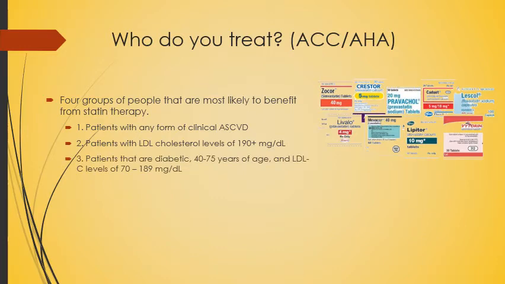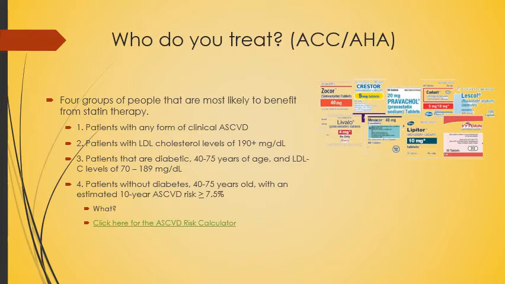If patients are diabetic and between the ages of 40 and 75, then basically with any LDL levels, they should be getting a statin, right? You see between 70 and 189. Of course, if they're diabetic and they have 190 plus LDL cholesterol levels, well then they get statins too. But you can see we've lowered the bar for patients that are diabetic because diabetes in and of itself is a risk factor for atherosclerotic disease, right? It doesn't have to be included with their LDL levels.